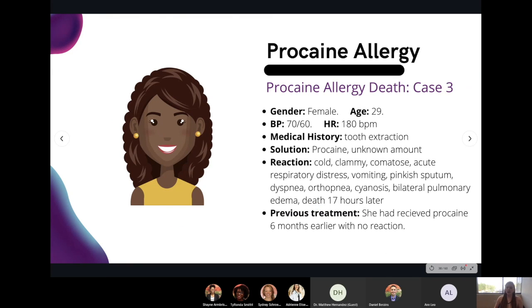Here is an example of a procaine allergy death in a young, seemingly healthy patient that was 29 years old who presented to the clinic for a tooth extraction. She had no other reported medical conditions. She had previously received procaine on one other occasion without an adverse reaction. Her reaction to this injection was cold, clammy, comatose, acute respiratory distress, vomiting, pinkish sputum, dyspnea, orthopnea, cyanosis, bilateral pulmonary edema, and she died 17 hours later. This is also another example of accelerated serum type reaction to procaine that resulted even after being able to get to the ER in time.